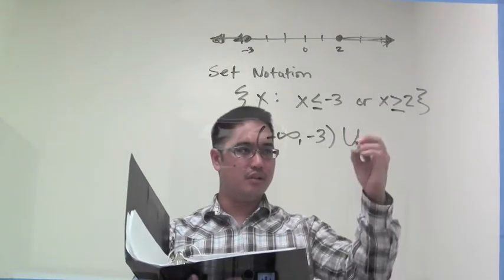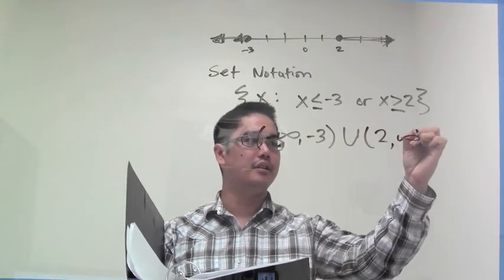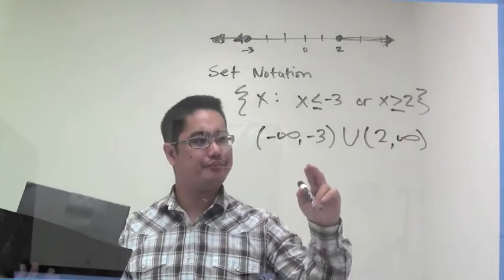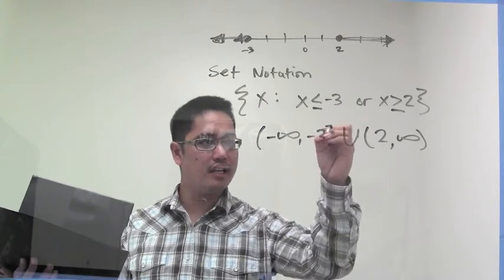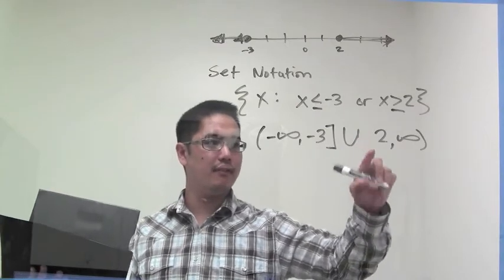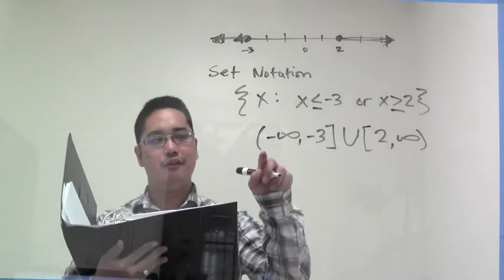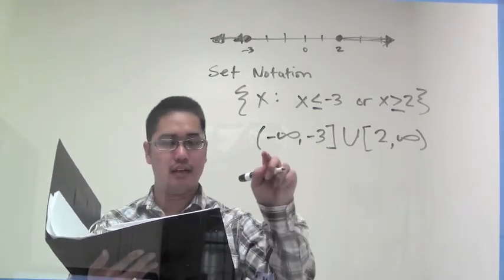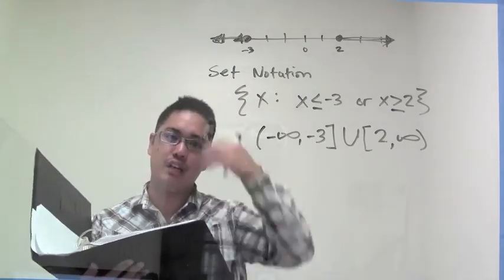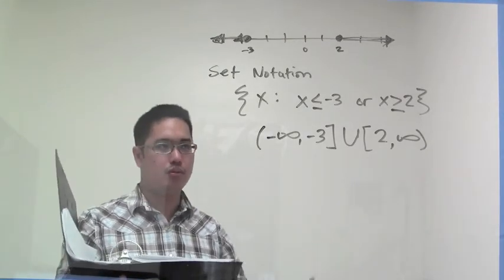Union, this is an or statement. 2 and infinity. It goes all the way up between 2 and infinity. Now, where do I put the brackets? Well, this one's going to have a bracket instead of a parenthesis because it's an equal to sign. This one is going to have a bracket as well instead of a parenthesis because it's an equal to sign. But the infinities, this positive infinity, this negative infinity, they never get brackets. They always have parentheses because you can never reach infinity. You can never go all the way up to infinity.